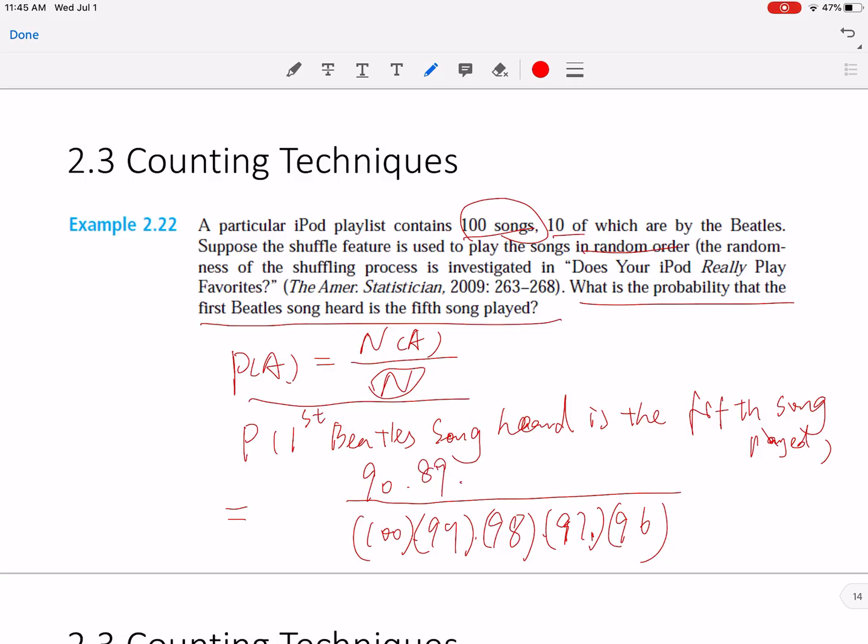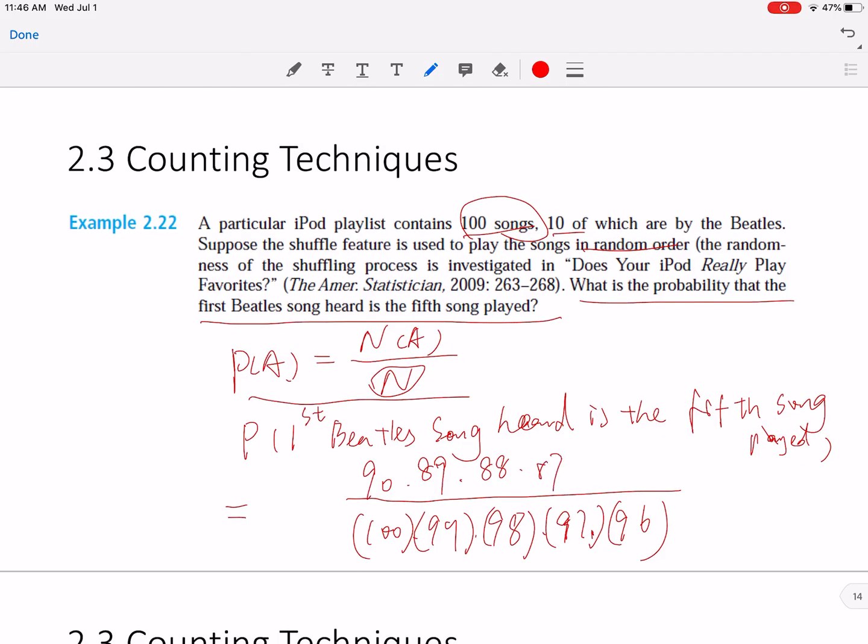And then times the third song. Alright? So how many songs left are not coming from the Beatles? It's 88, right? And the fourth song is not coming from the Beatles either. And how many songs left not coming from the Beatles? 87. This is 87.